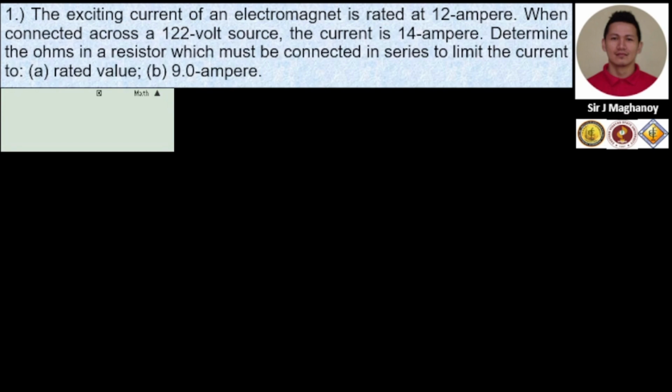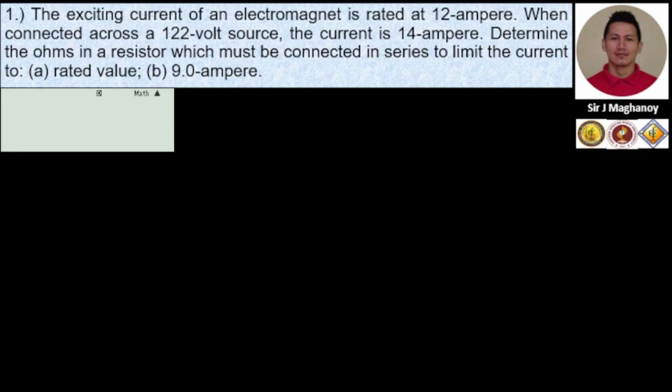Number 1. The exciting current of an electromagnet is rated at 12 ampere. When connected across a 122 volt source, the current is 14 ampere. Determine the ohms in a resistor which must be connected in series to limit the current to: A, rated value; B, 9 ampere.